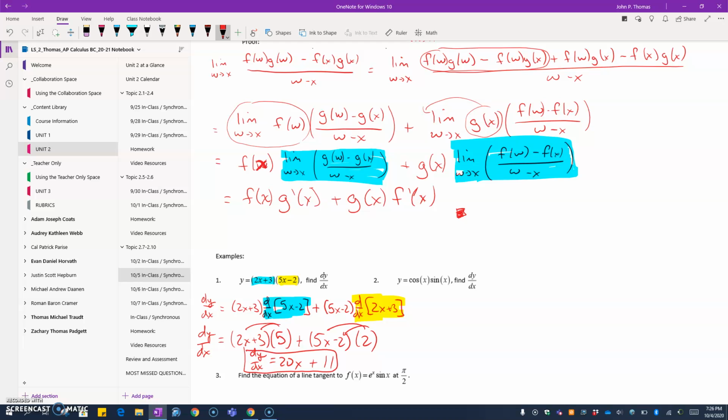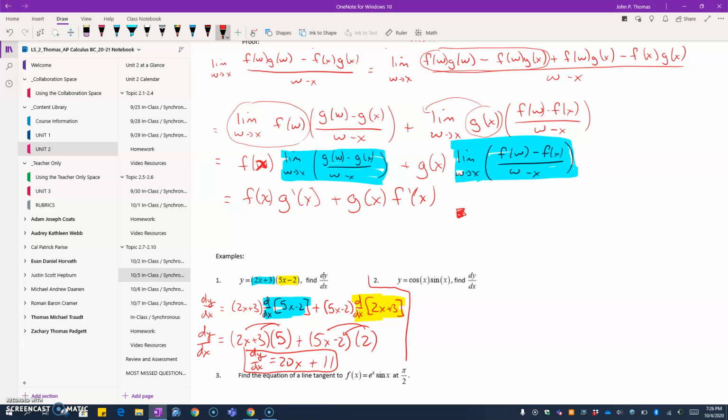Now, once we do this, we could answer all the other questions we've answered before: find the equation of a tangent line, what is the slope at this point, what is the derivative. All of those are answerable from that. This is just a new technique for finding the derivative.